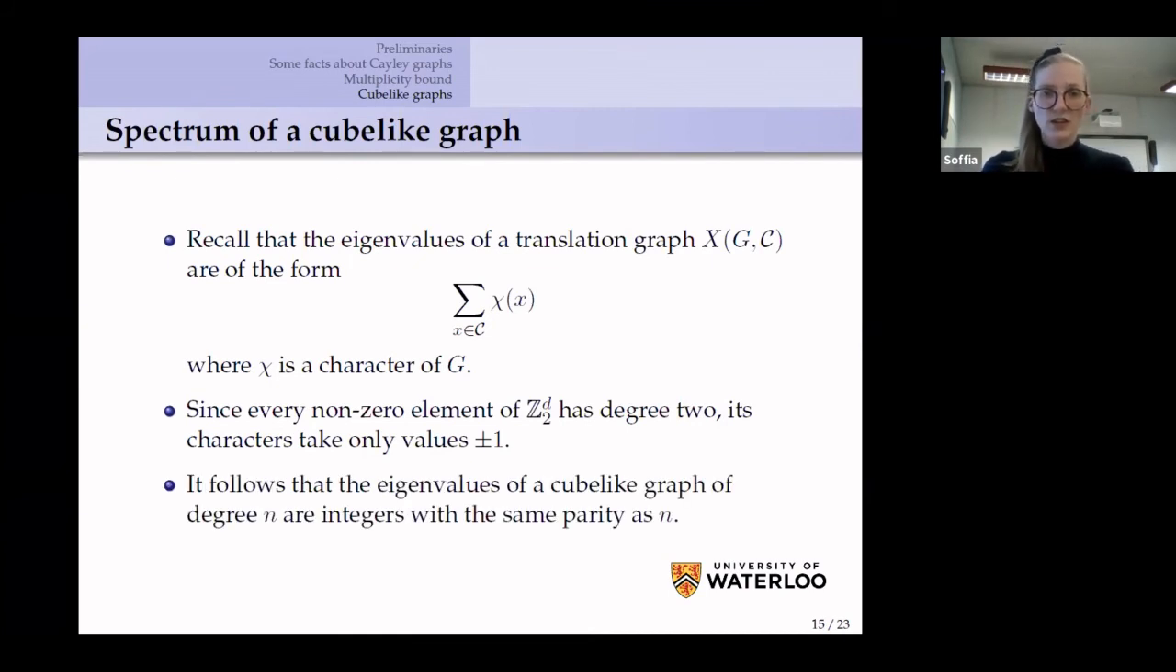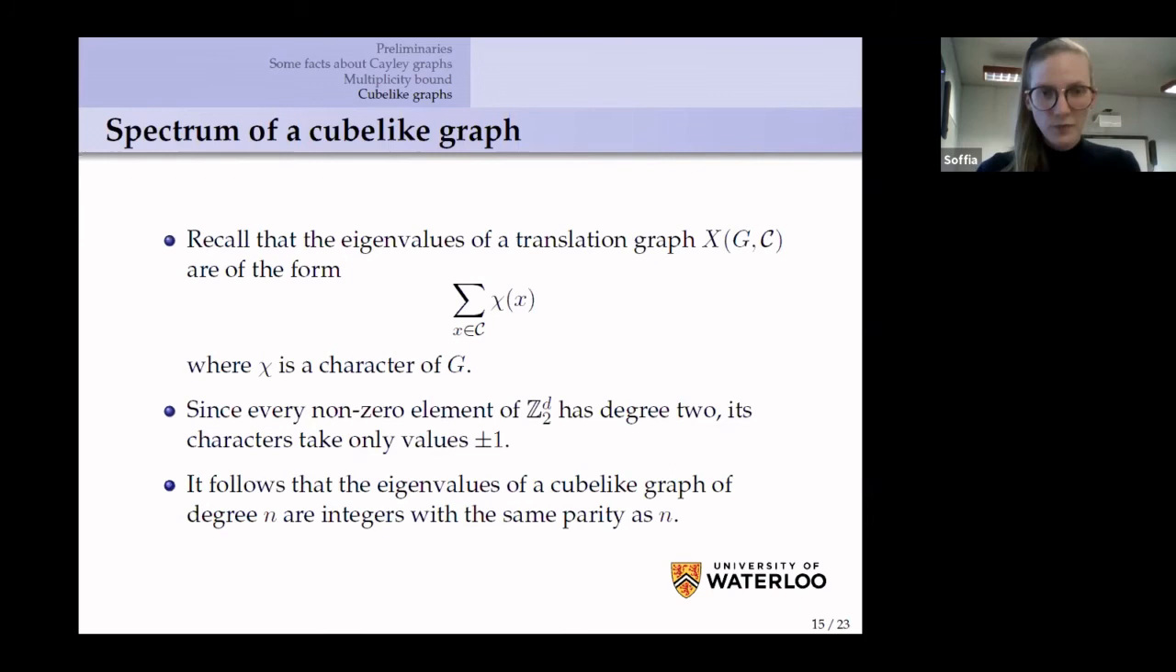And so it follows that the eigenvalues of the cube-like graph are integers, and they have the same parity as the degree of the graph, which is equal to the size of the connection set. Because the degree of a regular graph is equal to the spectral radius, we have these integer eigenvalues and they lie on the interval from n to minus n. And they're all either all odd or all even. And so we already have some restrictions on these eigenvalues.